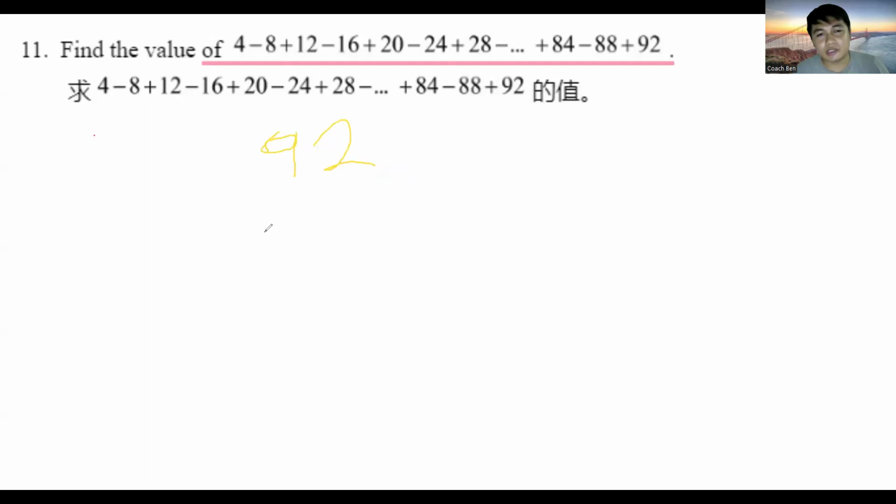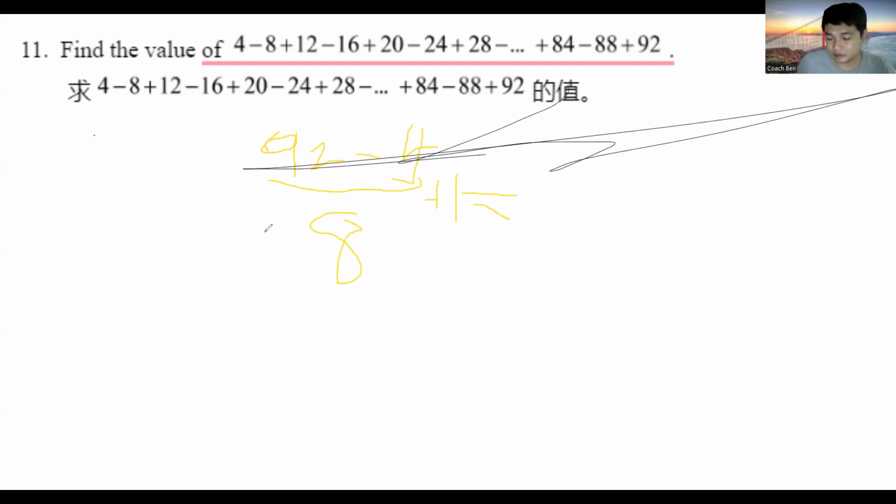92 minus 4. Okay, 92 minus 4 over 8 plus 1.